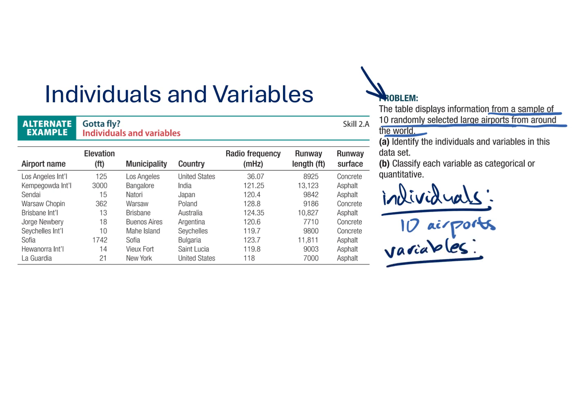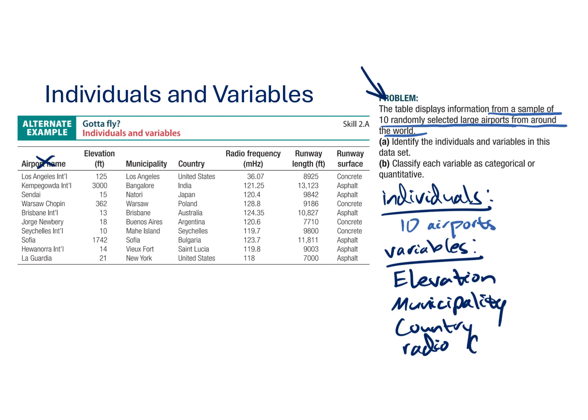Then we're asked, what are our variables? It's kind of important to note here that airport name is not a variable. That's simply the name of the airport. It's more of an identifier. It doesn't really describe something about the airport, but elevation, that one does. Municipality, where the airport is, for sure. Country, radio frequency, runway length, and runway surface.